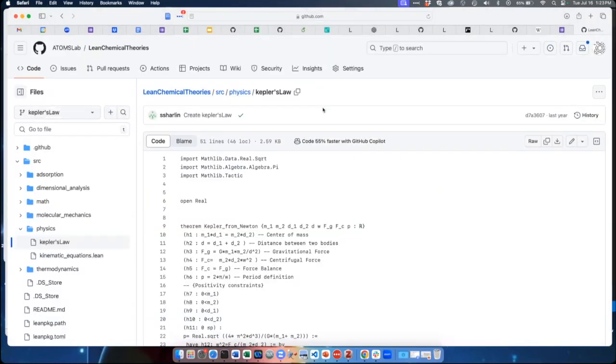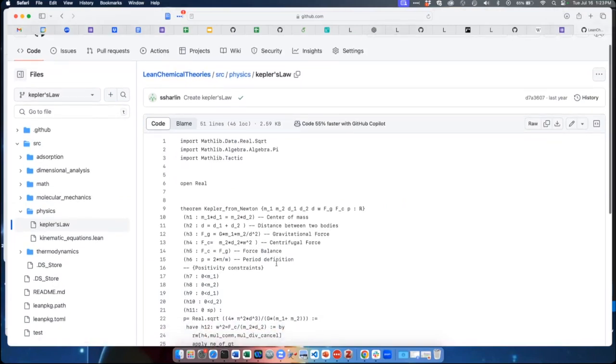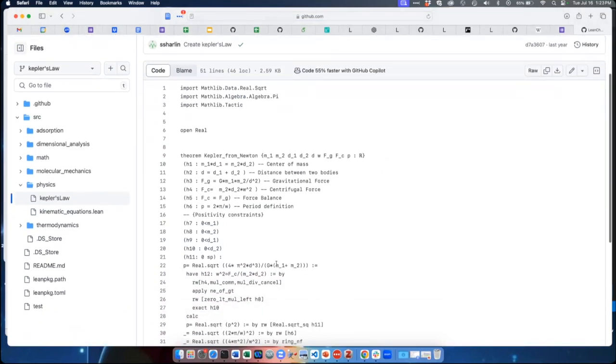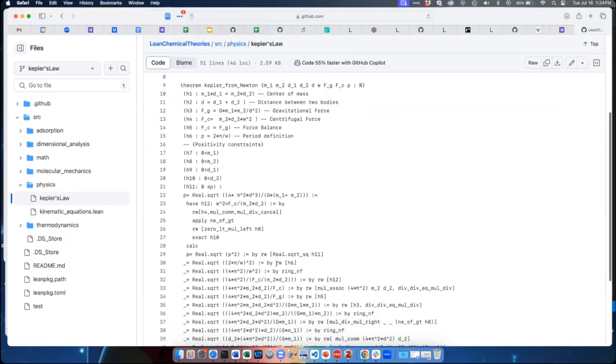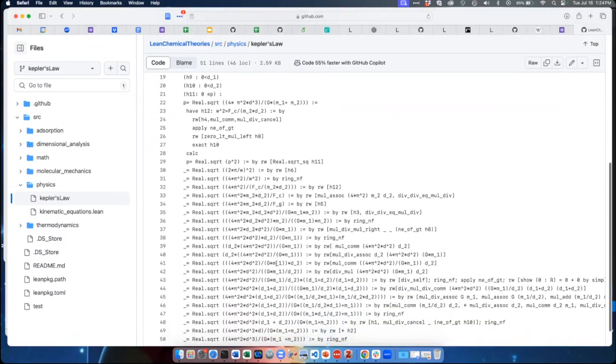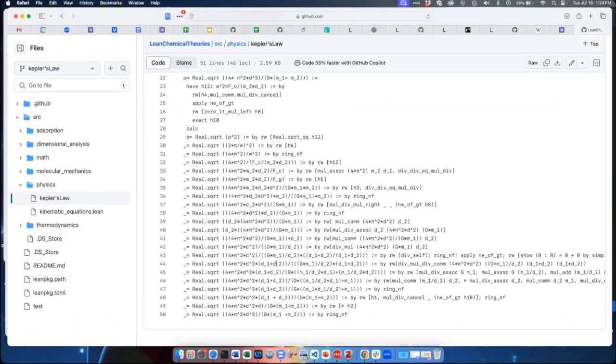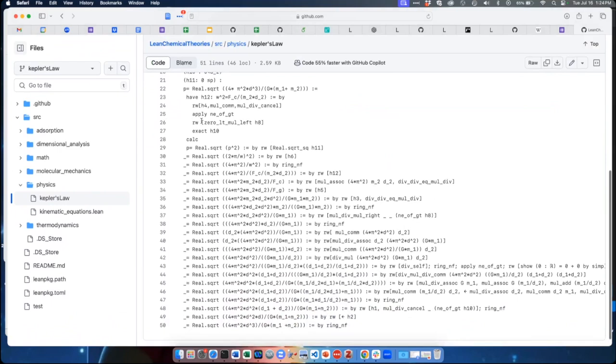Okay. So this is a proof of Kepler's law from Newton's gravitational law and equations of motion. So I'm not going to go into huge details of this. You can parse this yourself a bit, and there are probably ways to make this a lot shorter by being clever with things. But you can see this is a really long proof.